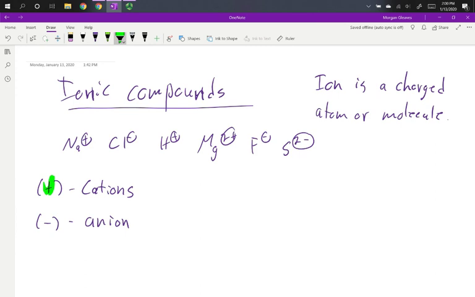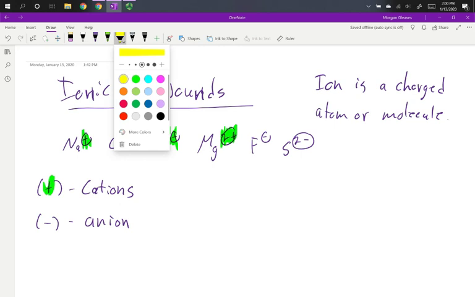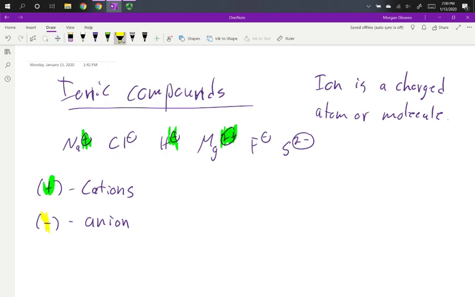Alright, if you're back, well, I've got my sodium, it's a cation, I got my hydrogen, and I've got my magnesium. If I wanted to do the anions, we'll say they'll be yellow. They're going to be the other ones. I've got my chloride, my fluoride, and my sulfide. And so depending on what your charge is, you'll be called one of these different terms.